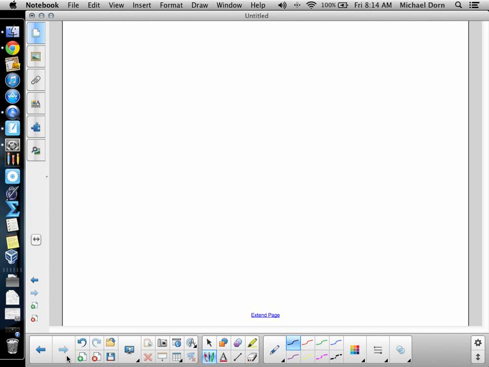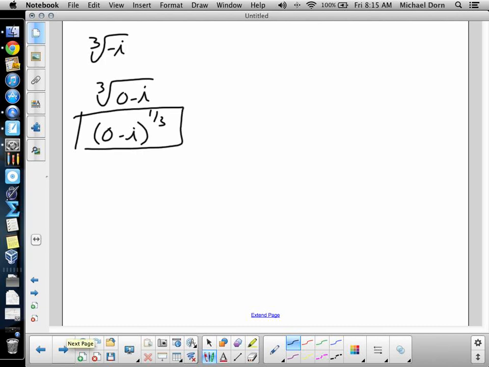Cube root of negative i. This is actually one of the tougher ones, I think. Because this is the cube root of 0 minus i, or 0 minus i to the 1/3 power. This was key to our understanding. Getting that cube root of negative i into the 0 minus i to the 1/3 power. Because once it's in this form, it's exactly like every other problem.